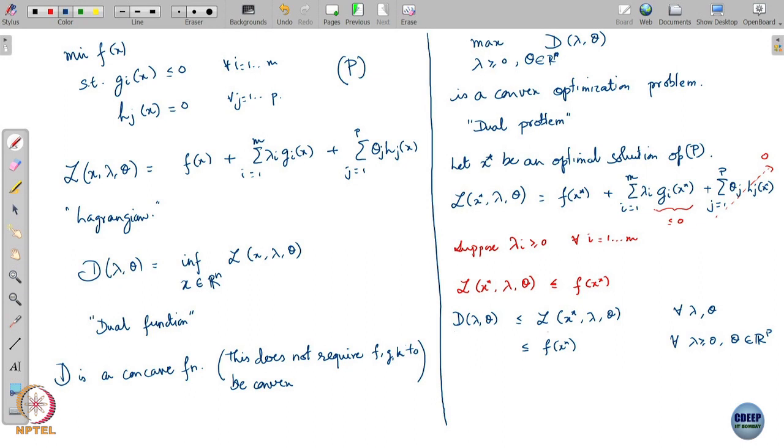What does this mean? You look back here at this optimization. What is this optimization? Well, it is a maximization of d of lambda comma theta over precisely the lambdas and thetas that are mentioned here.